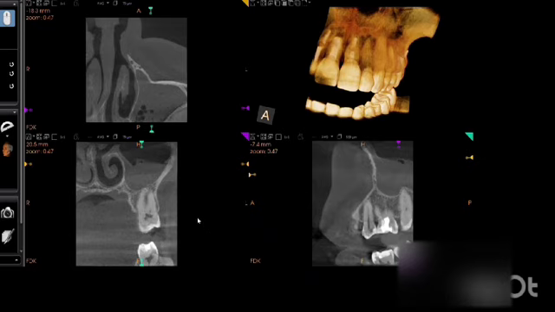So this case now needs to be referred further to an ENT specialist for evaluation of the frontal sinus, ethmoidal sinus and sphenoidal sinus.